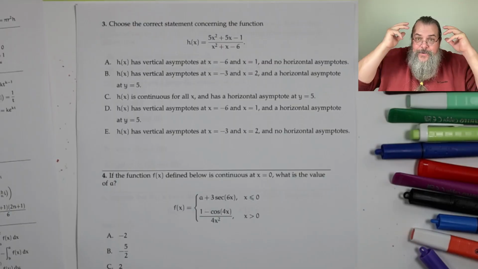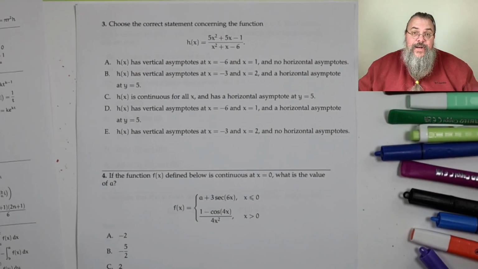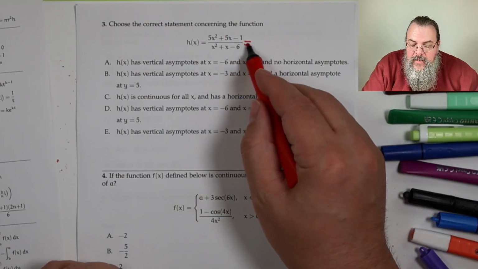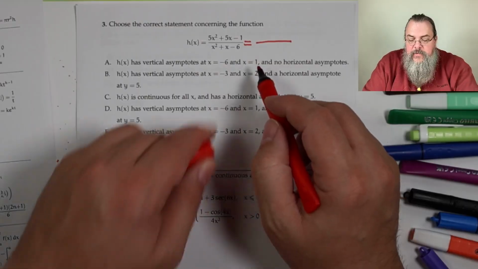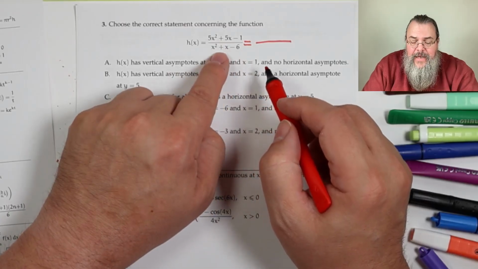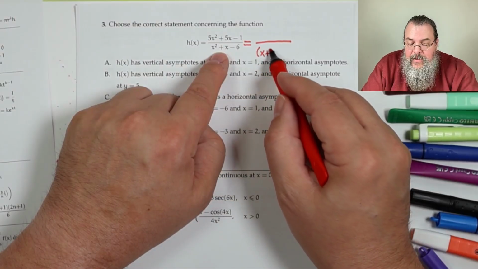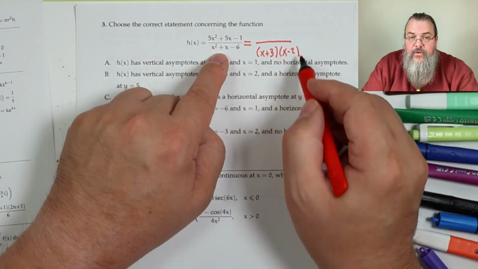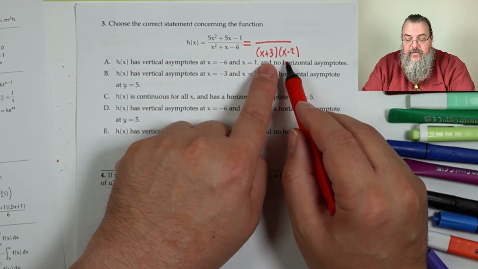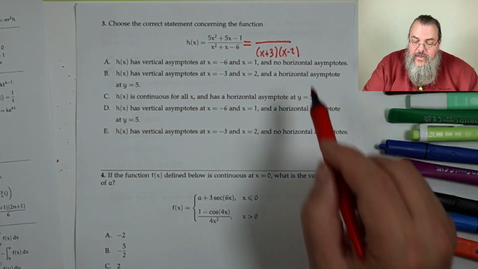Let's put on our vertical asymptotes hat first. For that, is there a potential for dividing by 0? So can we factor the denominator? It looks like it's factorable. Can we think of two things that multiply to give us negative 6, but add to give us a positive 1? Well, I can think of two: x plus 3 and x minus 2. We can check it out: x squared minus 2x plus 3x, that's x, and minus 6. All right, so that's good.